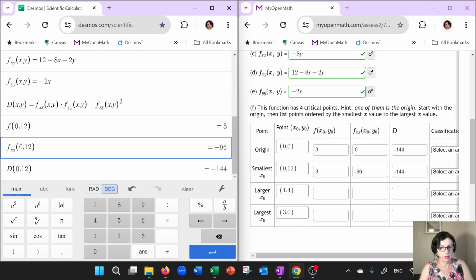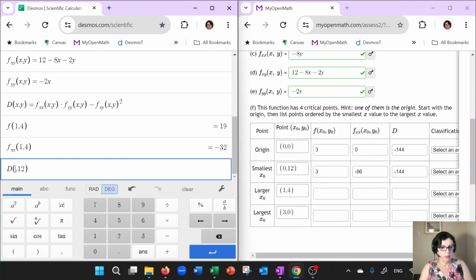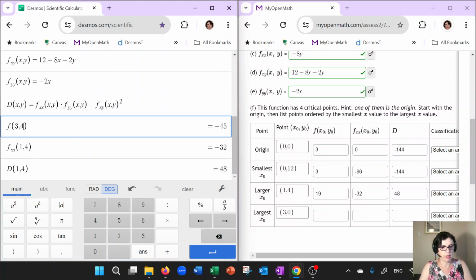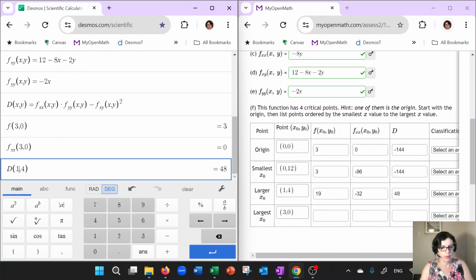Now, the next thing I do is change this to 1, 4. So that's 19, negative 32, 48. And finally, change this to 3, 0. So that's 3, 0, negative 144.